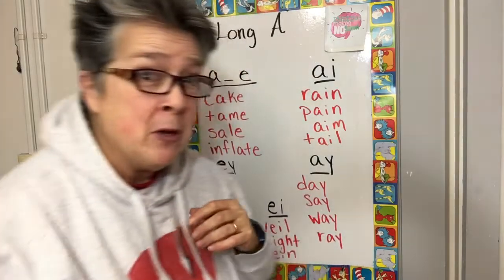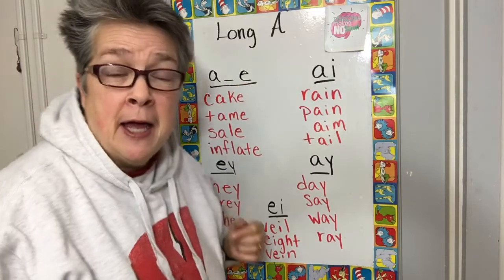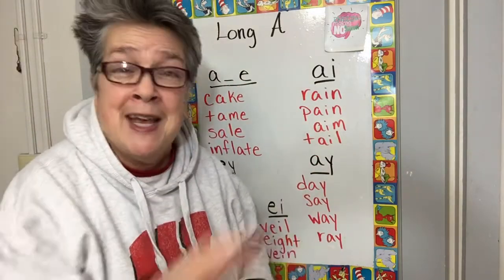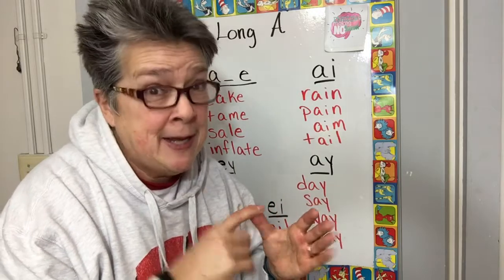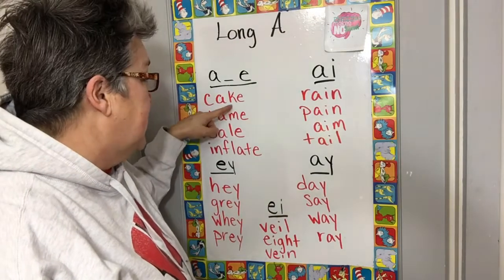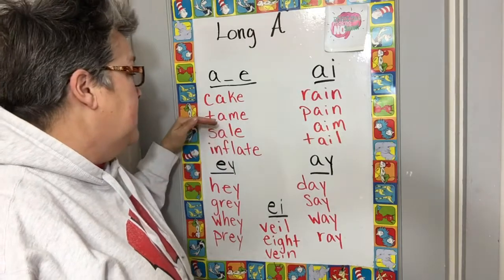We have A consonant E. A consonant E. That blank here is for the consonants. You know the consonants. Any letter that is not A, E, I, O, or U. Got it? Good. Okay. Cake. Here comes the consonant here. There's an A consonant E. The K is the consonant.